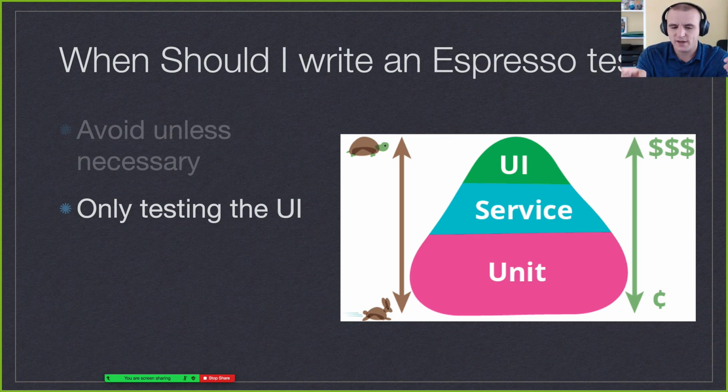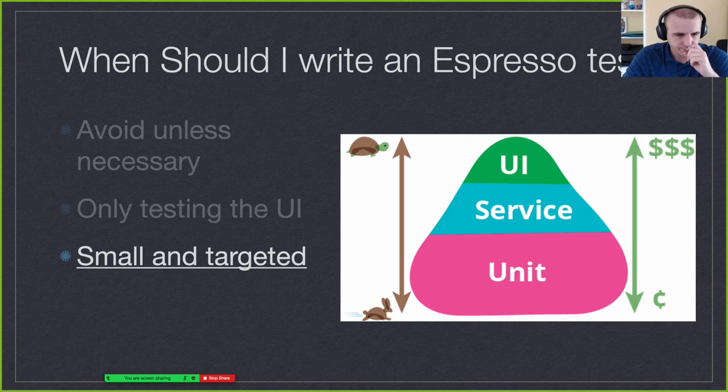So you could go in, make a networking call, write something to a shared preference or something like that, and that's still a valid test. It doesn't have to actually show anything on the UI.